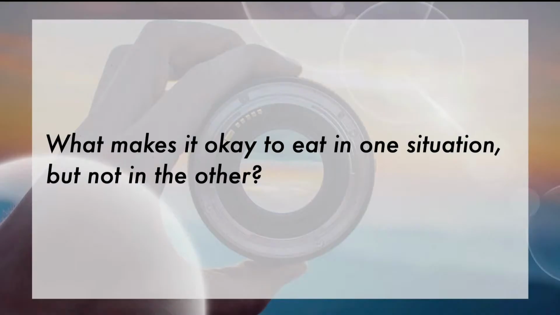So in one scenario, Paul's like, don't eat it. And in the other scenario, Paul's like, eat up. So the question becomes, what makes it okay to eat in one situation, but not in the other? And this is how Paul got there. We're going to back up to chapter 8.